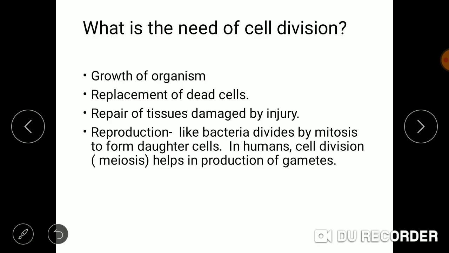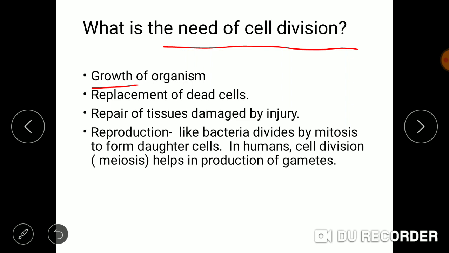Now let us move on to the needs of cell division. What is the need of cell division? Firstly, it is responsible for growth of the organism. How is it responsible for the growth of the organism? Just now we studied that a parent cell was giving rise to two daughter cells, and these daughter cells will further undergo division and will act as parent cells and will give rise to further daughter cells, and this is responsible for the growth of the organism.